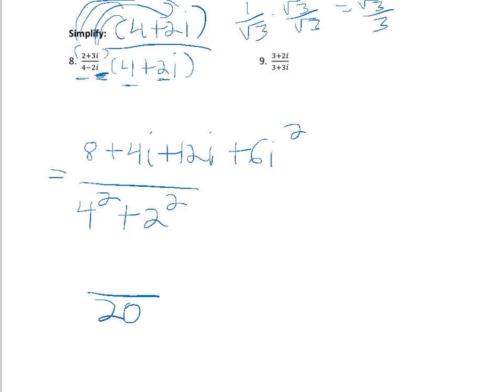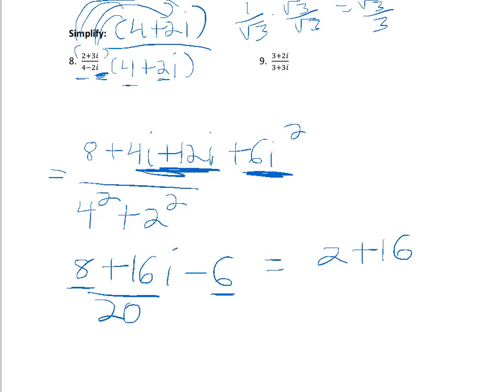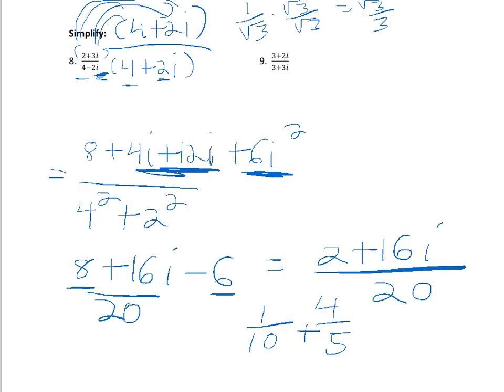Okay, and let's see here. I'm going to add these together. So we're going to have 4i plus 12i is 16i. And then this plus 6i squared just becomes minus 6. So really, I can combine the 8 minus the 6 is 2. So it's just 2 plus 16i over 20. And let's see here, 2 over 20 is 1/10. And then 16 over 20, that reduces to what? 4/5 i. So we'll put 4/5 i.